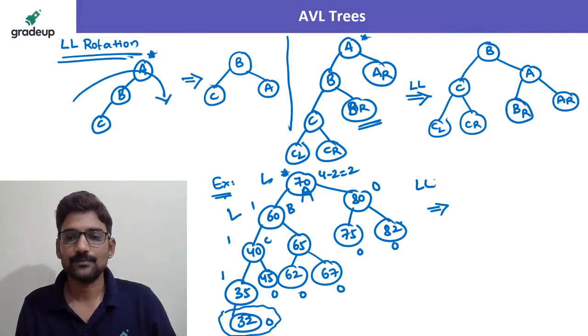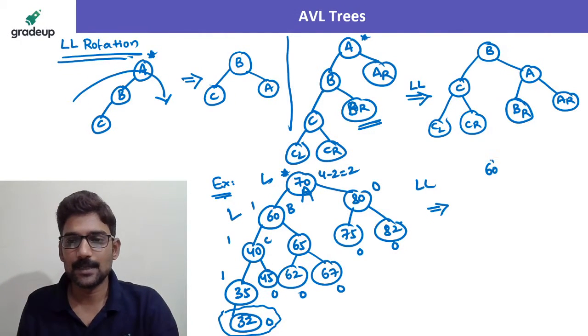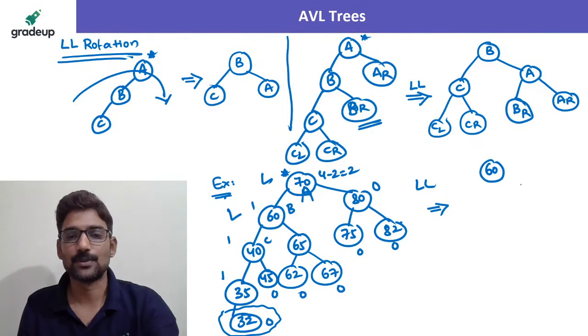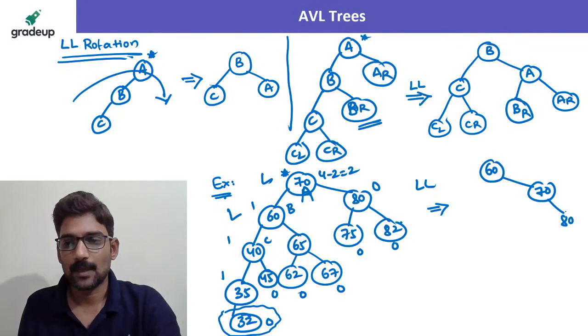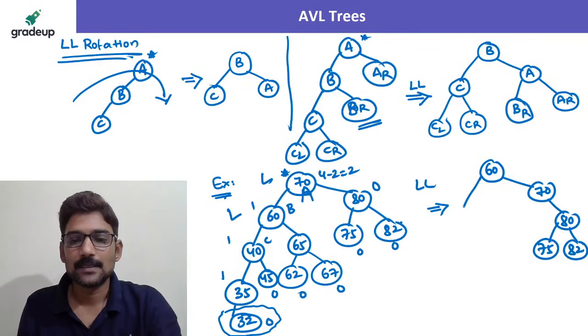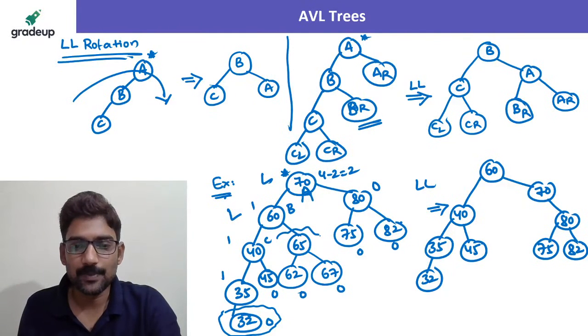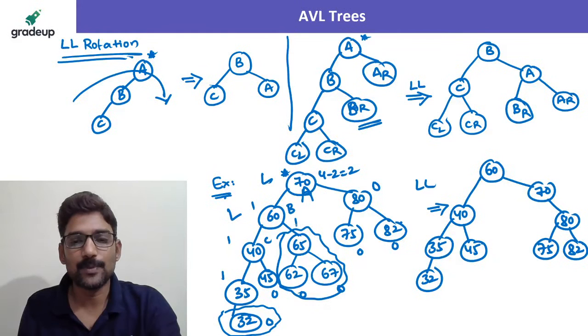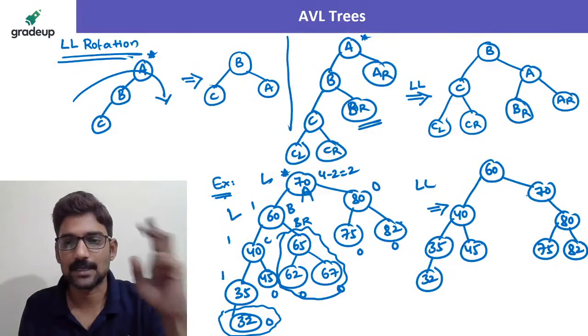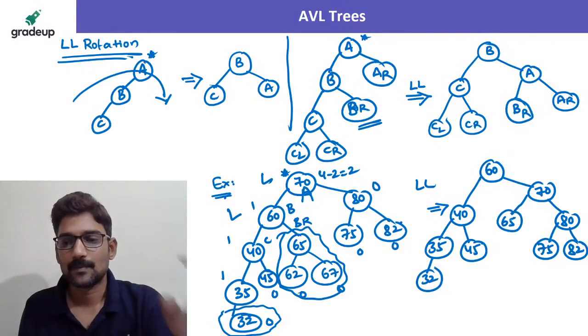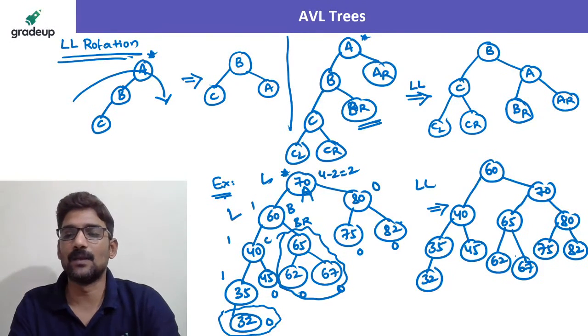So here we do LL rotation. Whenever you do LL rotation, what happens? 60 becomes root, B becomes root, A and A right will be as it is: 70, 80, 75, 82. C left and right will be as it is. Now this is B right. B right would be A's left. So just cut there, paste here, something like this. That's all.